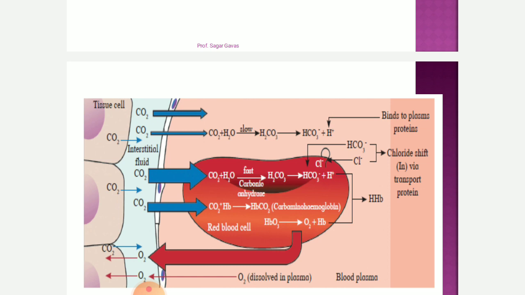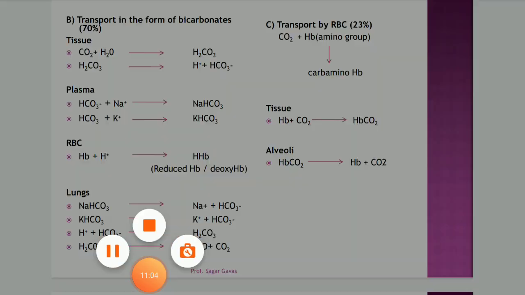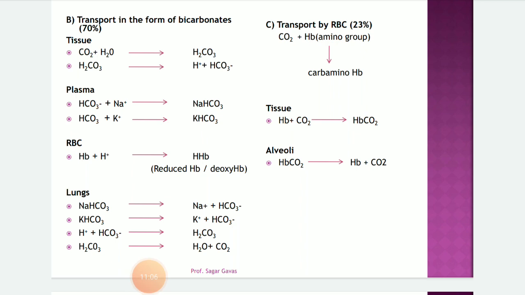or else carbon dioxide can directly combine with the hemoglobin. It is going to form carbaminohemoglobin. So already we have discussed that transport in the form of bicarbonate ion is approximately 70%, and transport by the RBC is 23%. Now what happens at the tissue level?